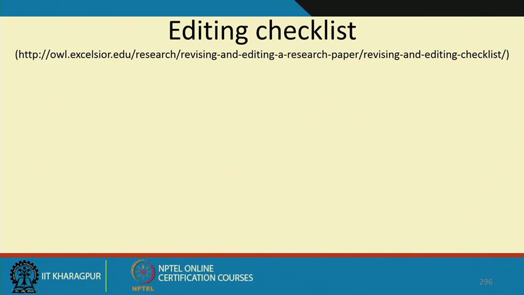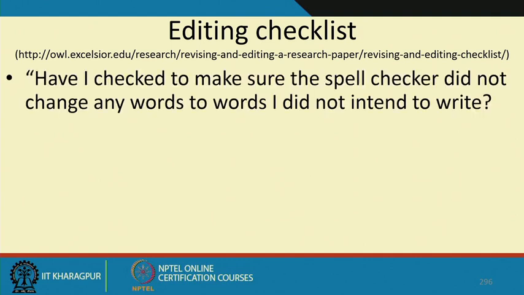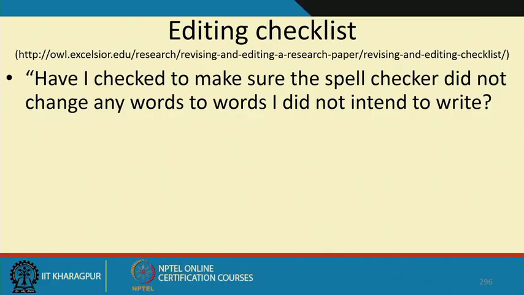The editing checklist, this is again from Excelsior College. Editing is different from revising. Editing means you go through after you have revised it, then you look at it once again, trying to get it ready for publication. So, check to make sure that the spell checker did not change any words that you did not intend to write.